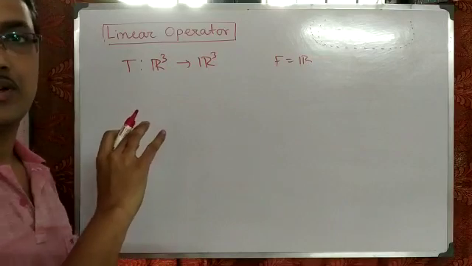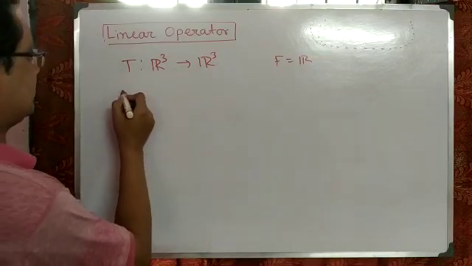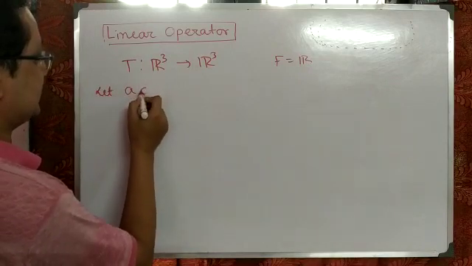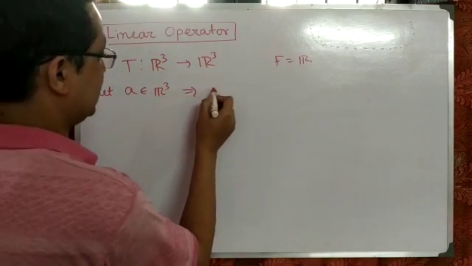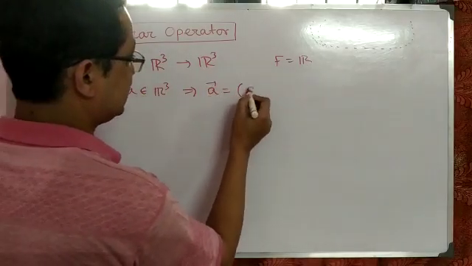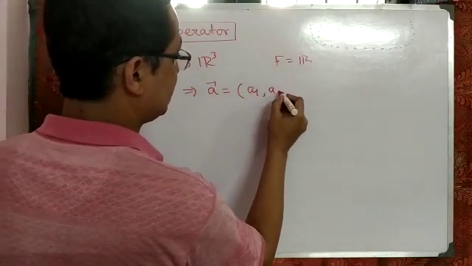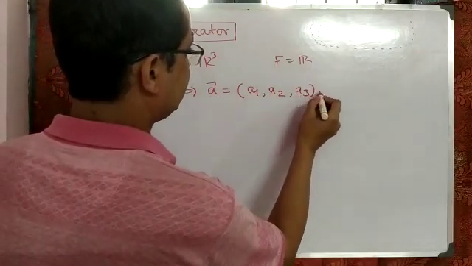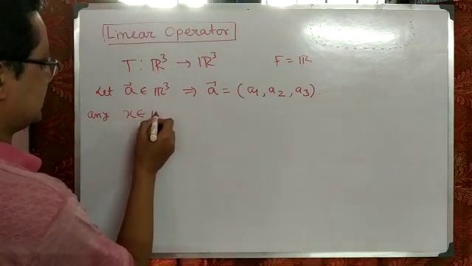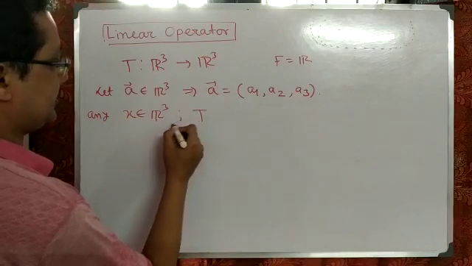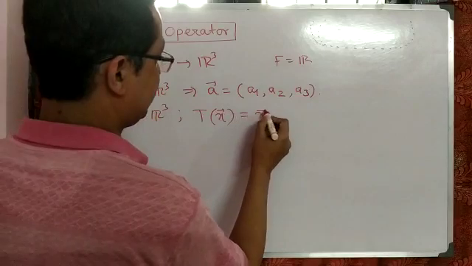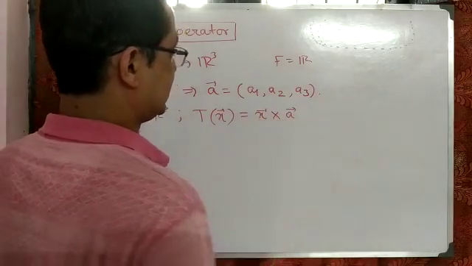We already know what the cross product is. First of all, we fix an element. Let a be a fixed element of R3. That implies a has three components, a1, a2, a3. If you choose any x belonging to R3, we define a linear operator T of x, where x is also a vector, as T of x equal to x vector cross a vector.